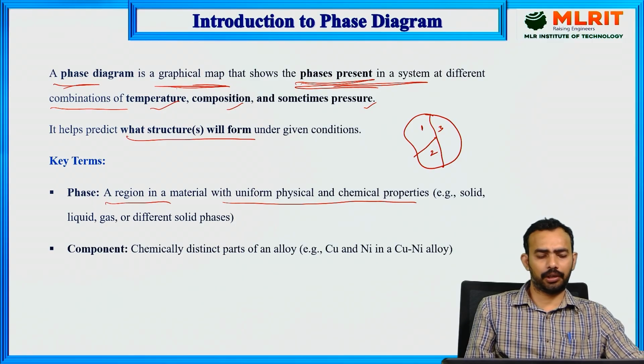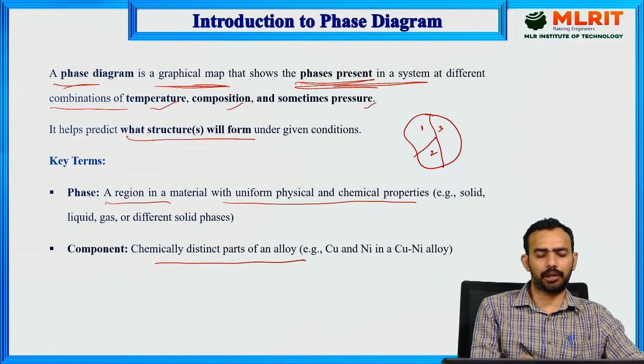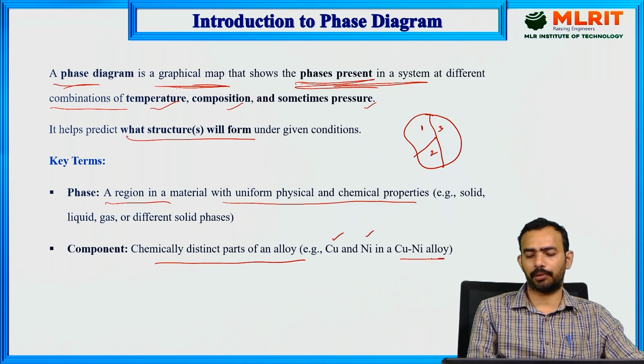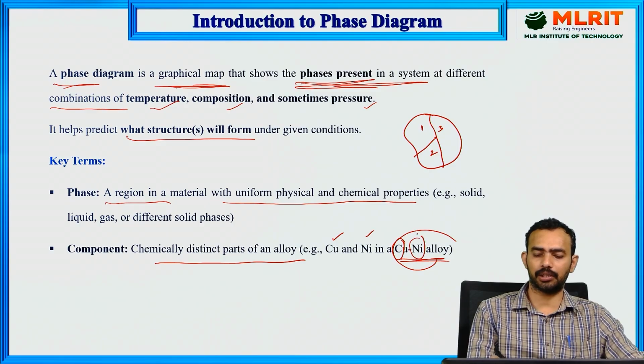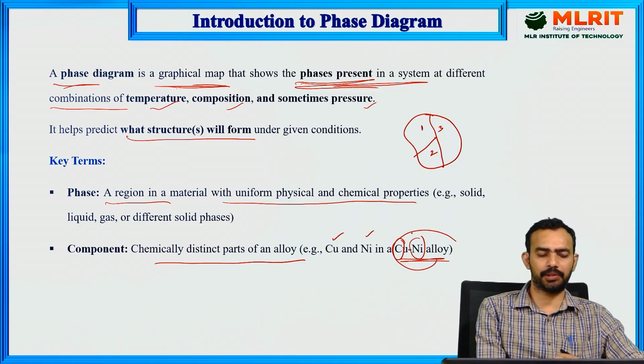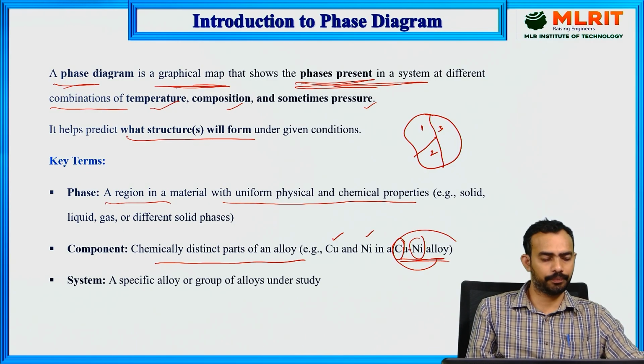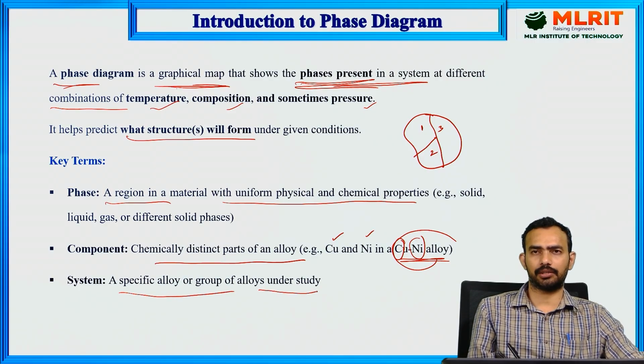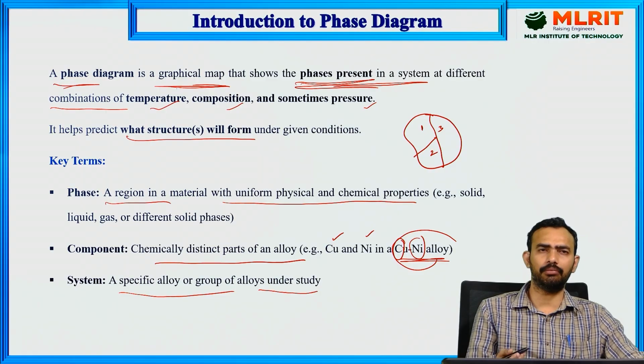Then what is a component? A component is a chemically distinct part of an alloy. It could be copper and nickel in a copper nickel alloy. In the copper nickel alloy, copper is one component and nickel is another component. Then system: it is a specific alloy or group of alloys under study. So whenever we say system, we are talking about a specific alloy or a group of alloys which is under investigation.